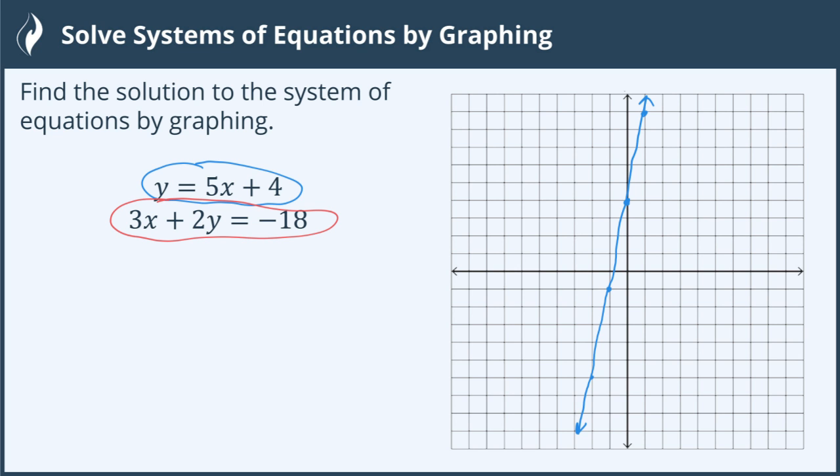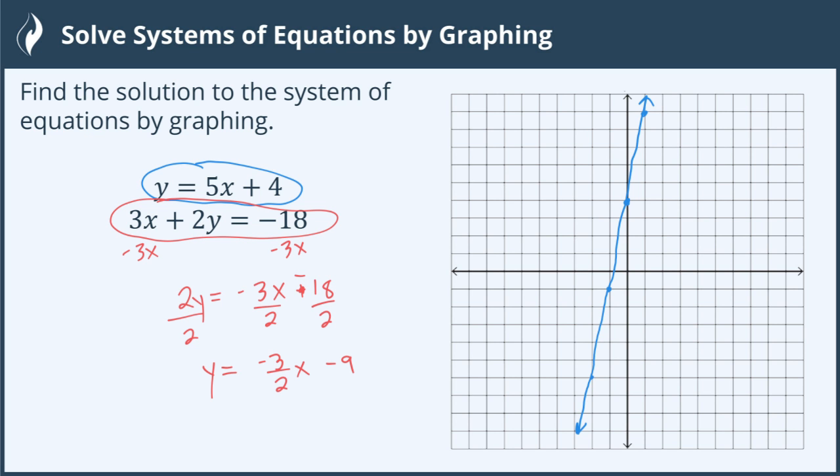I want to graph this one, but I got to solve for y first. So I'm going to subtract 3x on both sides. So I have 2y is equal to negative 3x plus 18. Whoops, actually it is minus 18. Then I'm going to divide everything by 2. So I get y is equal to negative 3/2 x minus 9.